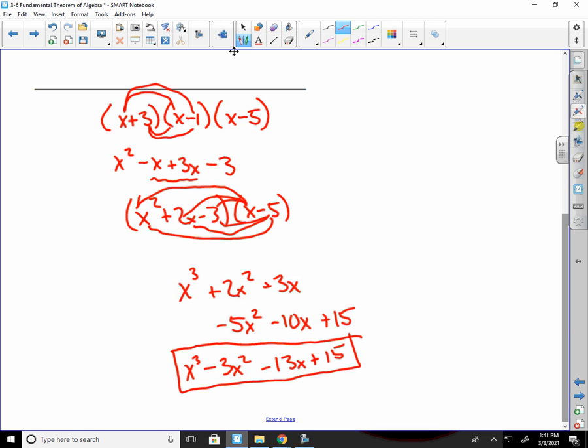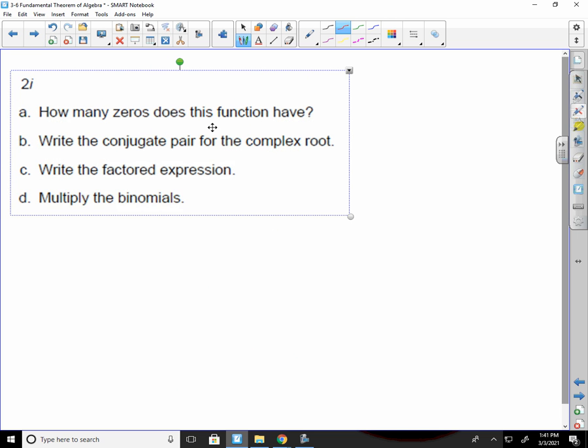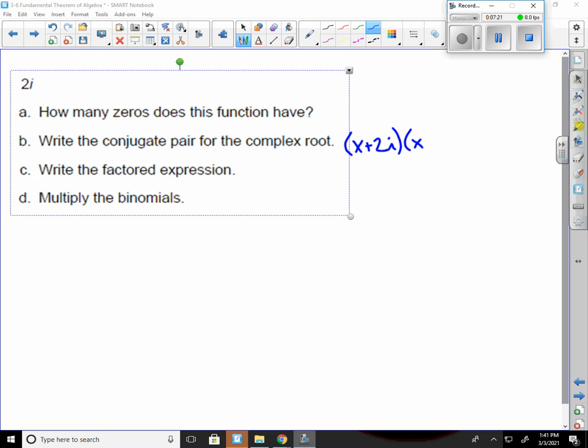All right. Next one. Now, if you have one that's 2i, and that's all that there is to it, then how many zeros does the function have? That's where the conjugate pair comes in. You're always going to look at it, and it's going to be x plus 2i times x minus 2i. So that's going to be 2 roots. And write the factored expression. That's what we just did. x plus 2i and x minus 2i.